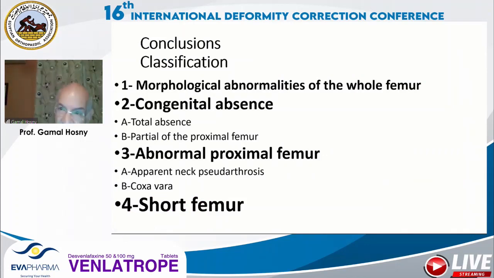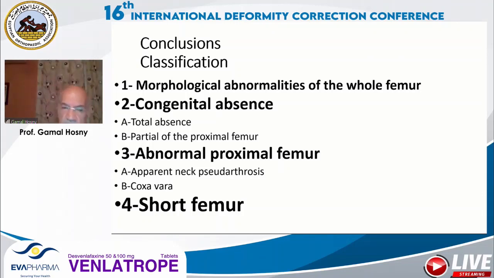Type 1, morphological abnormalities of the whole femur. The whole femur is there, but it's not in the proper position. Type 2, congenital absence. You have a total absence. The tibia will take the shape of the femur. Partial absence of the proximal femur. And if you have partial absence of the proximal femur, you can do pelvic support osteotomy.